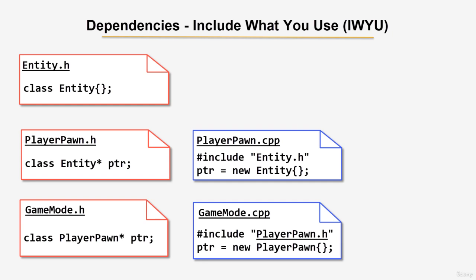Again, I'm using some pseudocode here. We actually avoid using new and delete when developing with the Unreal Engine, but this is just for demonstration purposes. So here we can see in the source file for player pawn, we include the header for entity because we are instantiating the entity, and we assign that to the pointer that we have declared in the header file. And again, in the player pawn header file, we simply do the forward declaration for the pointer. And the same thing in the game mode.cpp, we include the player pawn header because we want to allocate an instance of that.